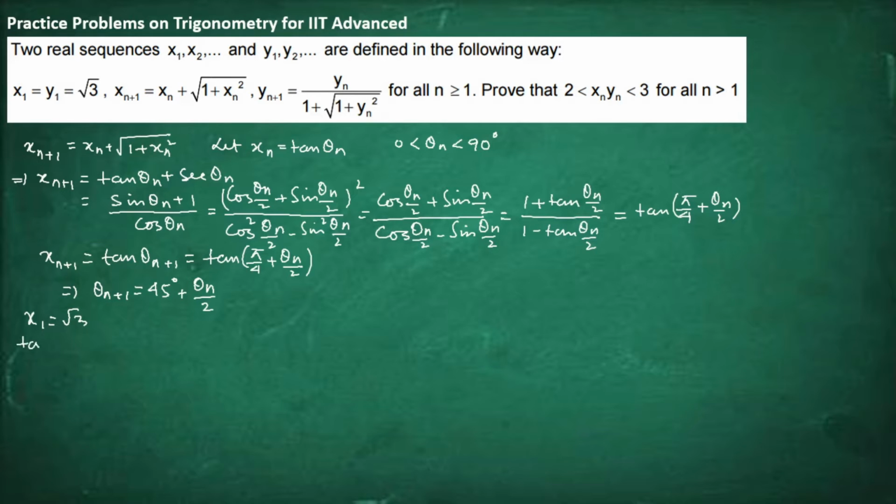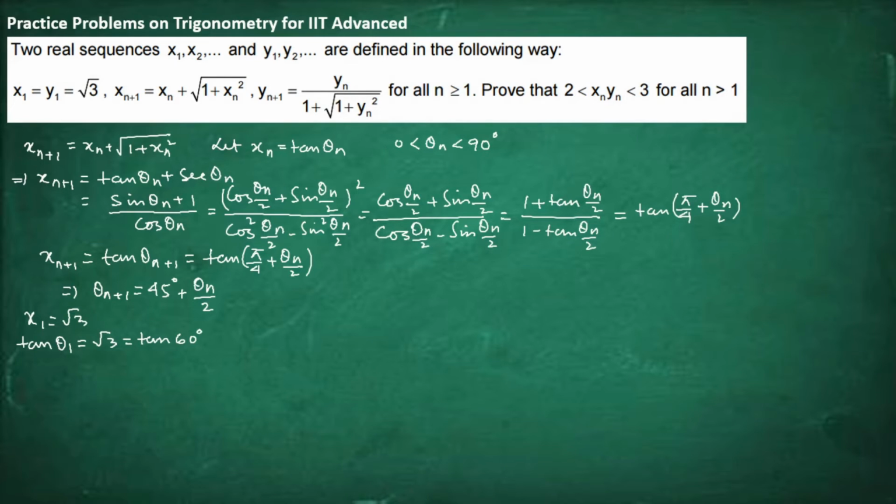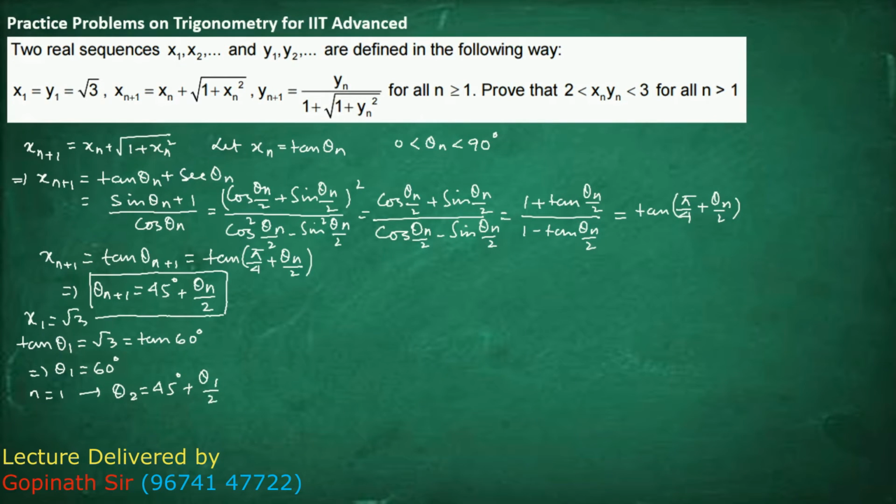What is x1? It is basically tan theta 1 equal to root 3, which is tan 60 degrees. So that gives us theta 1 equal to 60 degrees, right? Now in place of n, if we put 1 in this relation, that is the derived relation, then we are going to get theta 2 as 45 degrees plus theta 1 by 2, that gives us 75 degrees.